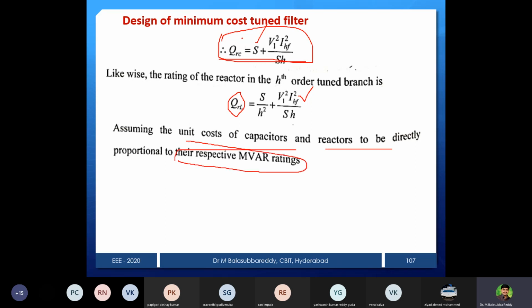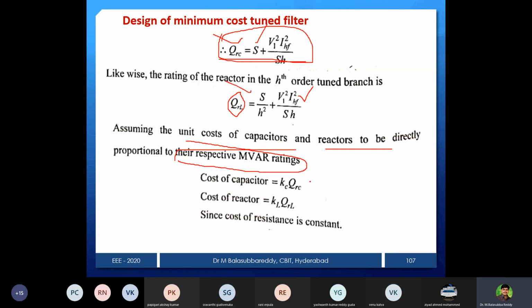So now you know the capacitor and you know the inductor, so you can add the two things with some constant, and you'll get the cost. What we want is the cost. How will you get the cost? This is the MVAR rating of the capacitor as well as the inductor. So if I call it a sum factor, K into QRC, because K is the unit cost. Based on your requirement, that may be the MVAR rating two times or three times, whatever you can make it.